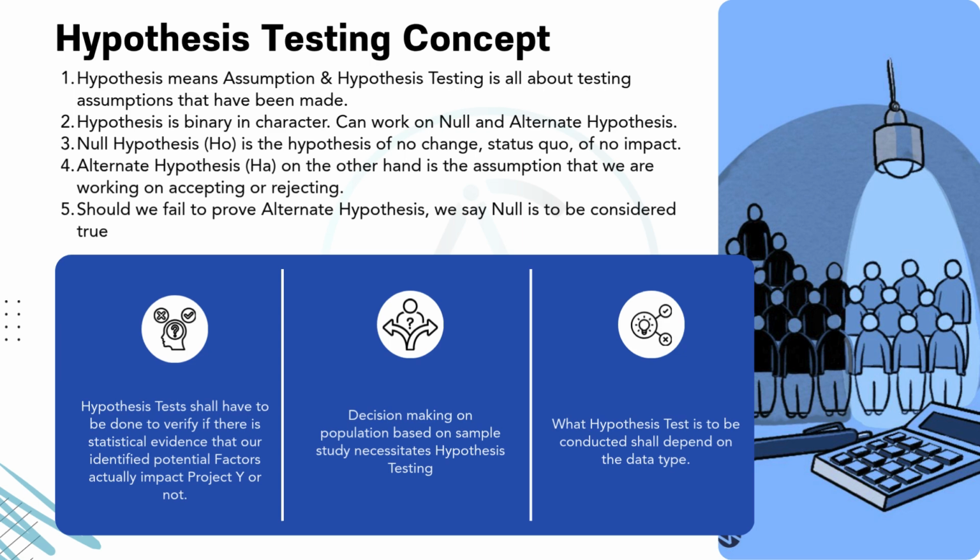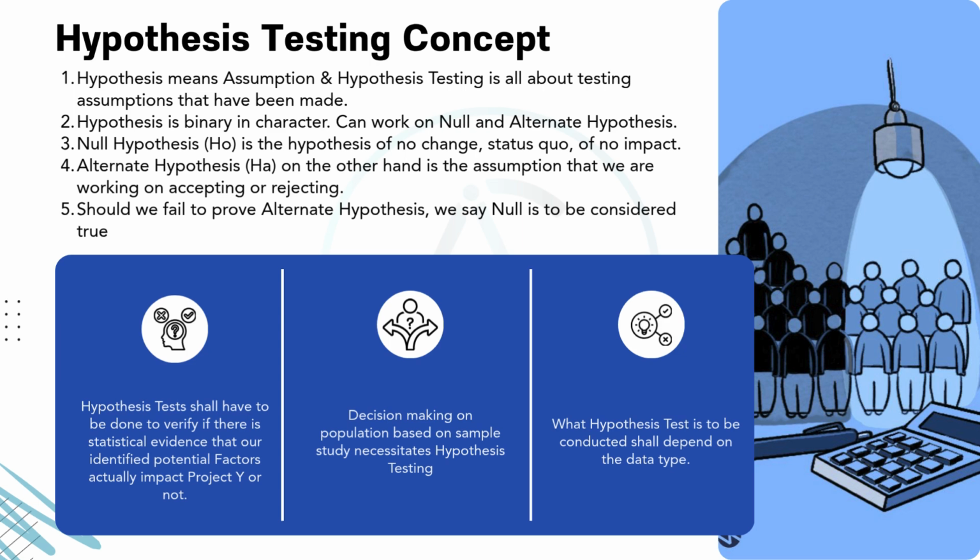Now, let's also look at the 3 supporting points shown at the bottom of the slide. First, hypothesis testing helps us validate whether the factors we've identified actually influence the project output. It gives credibility to our findings. Second, because we often work with samples, not entire populations, hypothesis testing allows us to make statistically sound inferences about the population based on sample data.